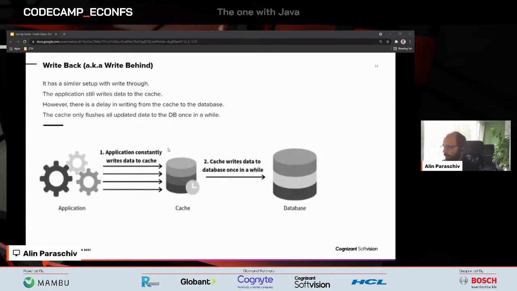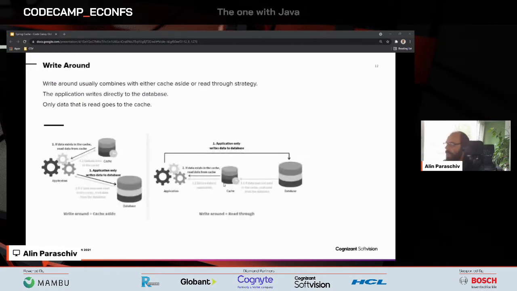Write back. It's a bit similar to the write through, but the only difference is that the writing takes place not immediately, but once in a while behind the scenes. Basically, the cache flushes the data to the DB periodically, so not immediately.